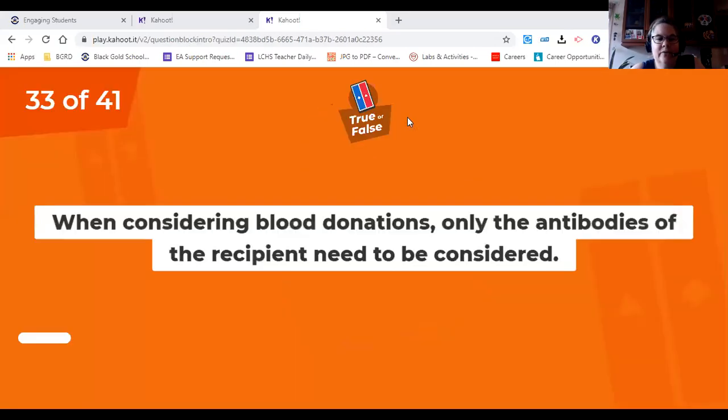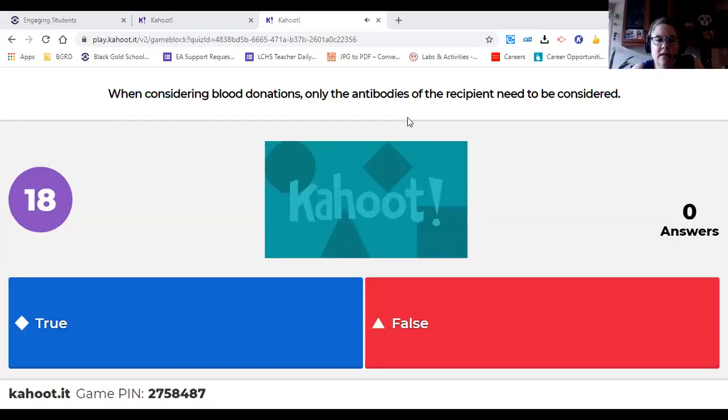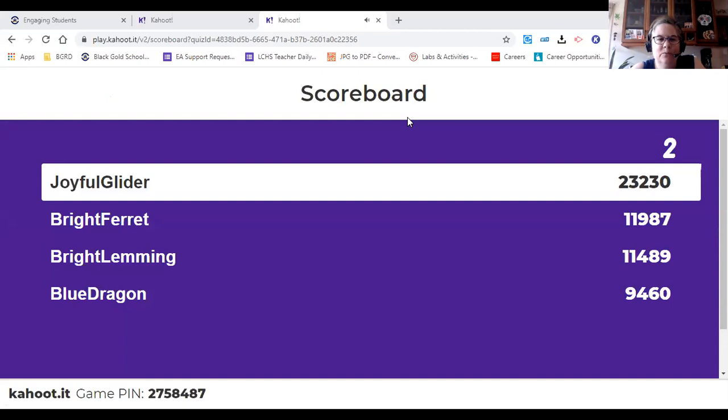Next we have true or false. When considering blood donations, only the antibodies of the recipient need to be considered. True. False. And it is true. Only the antibodies of the recipient, because that's what will attach to the antigens. All right. Ooh, Bright Lemming, you're like a 2,000-point lead over Blue Dragon.